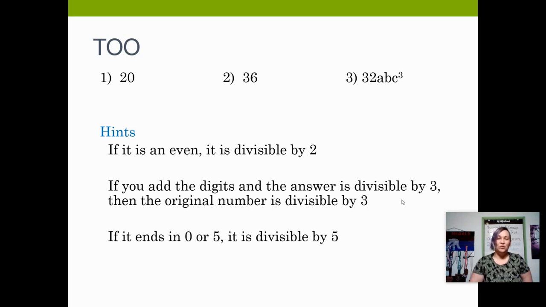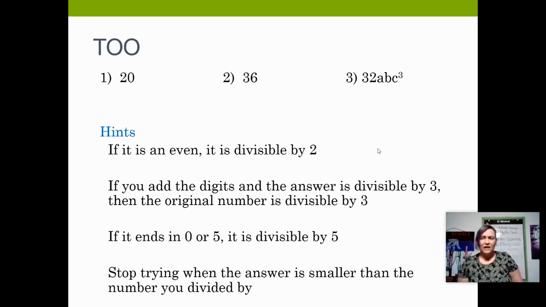If your number ends in a 0 or a 5, then it is divisible by 5. So in our examples, that would be the 20. And finally, if you just keep dividing in your calculator and you're getting nothing but decimals, and you do a division problem, and the number that you divided by is bigger than what the answer was to the division problem, then you can stop. There's actually no more factors to that problem. You've probably reached a prime number. So if you divide by 6 and your answer is 4.2, you can stop trying. There's no more divisors.